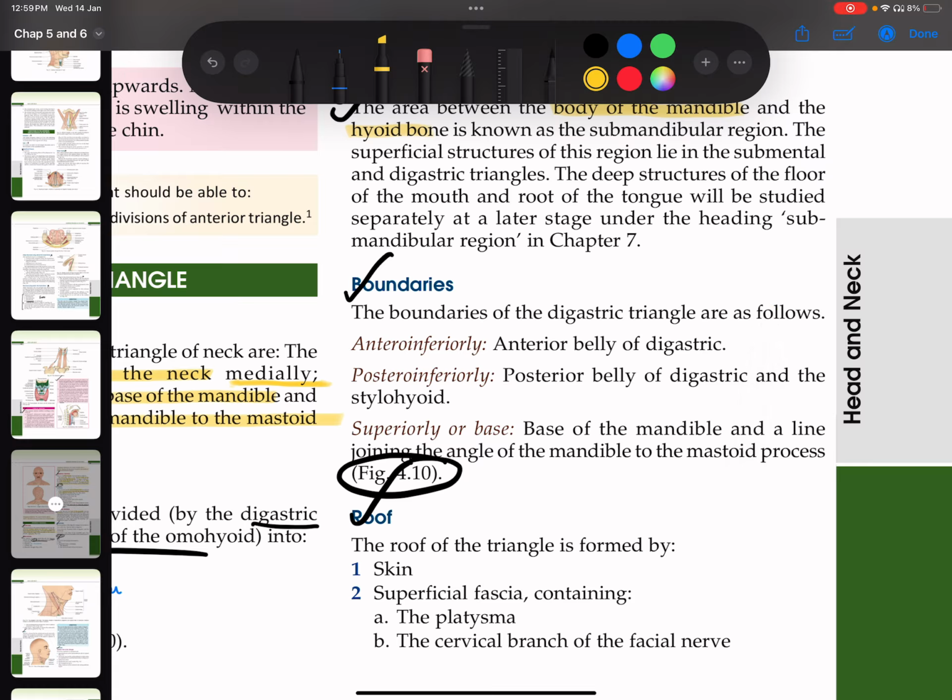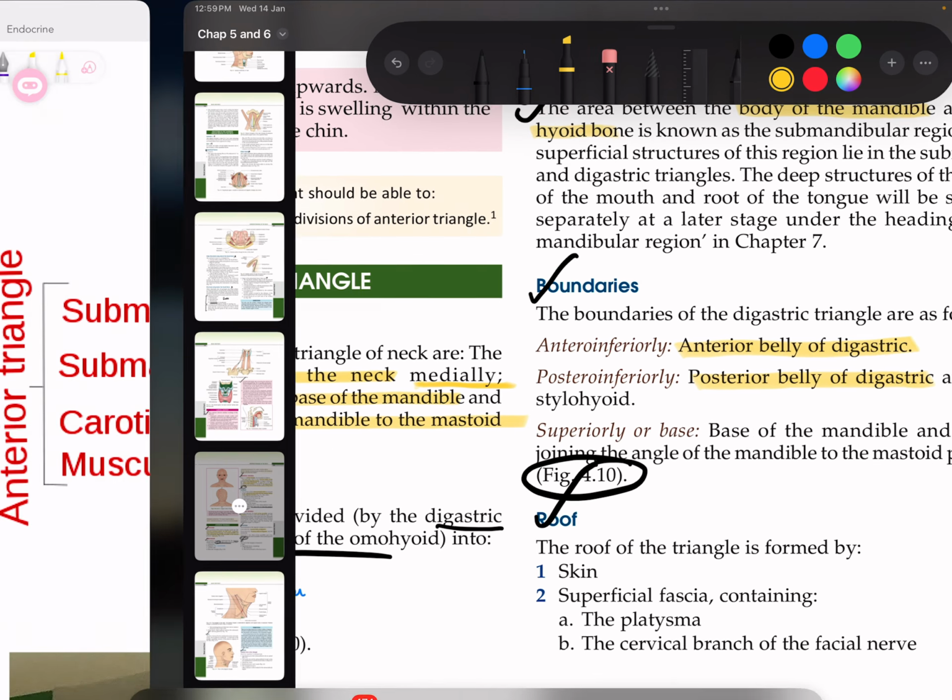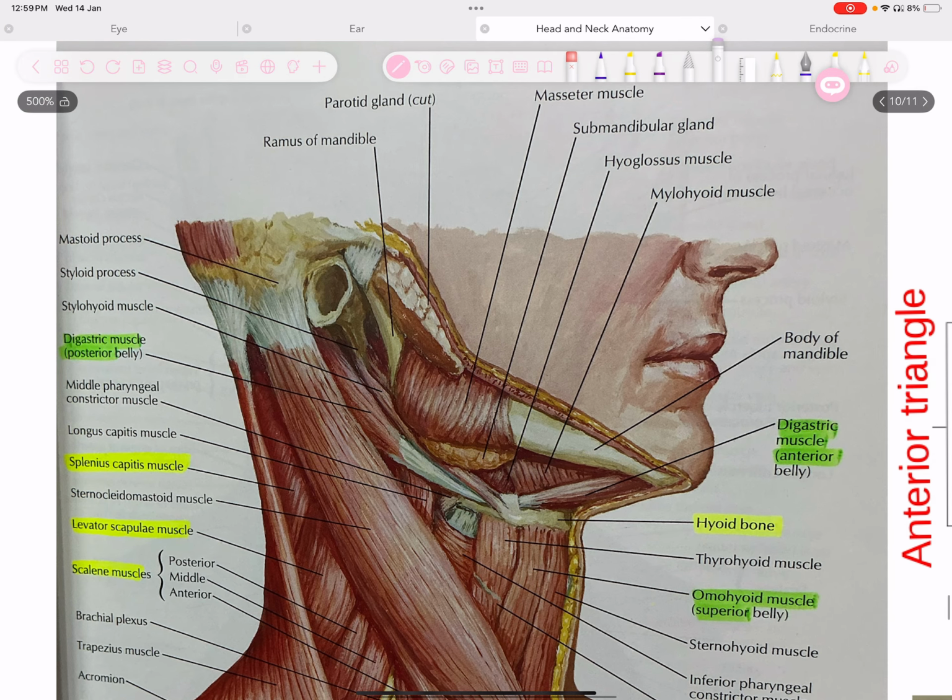Antero-inferiorly is the anterior belly of digastric. Posterior-inferiorly is the posterior belly of the digastric. They're also saying there is stylohyoid. So posterior belly of the digastric, I do agree to that. But where is the stylohyoid muscle? So this is very thin stylohyoid. It joins the styloid process. This is the styloid process. This is the mastoid process. So anteriorly, you'll have the styloid process, and most posteriorly is the mastoid process. So from styloid process to the hyoid bone, you'll have the stylohyoid muscle. So posterior inferiorly, you also have the stylohyoid as well as the posterior belly of the digastric muscle, right? So that's another boundary.